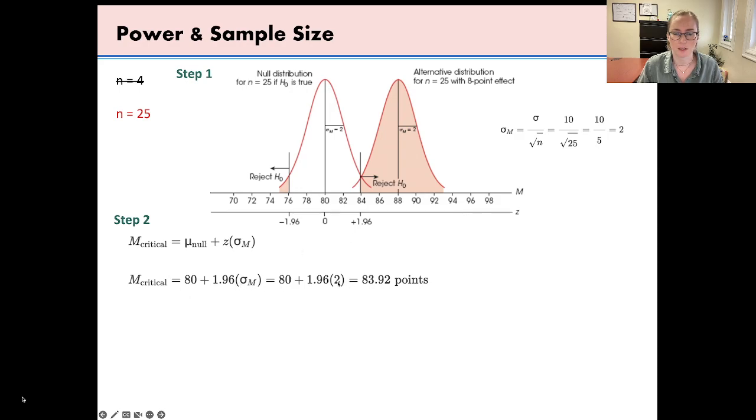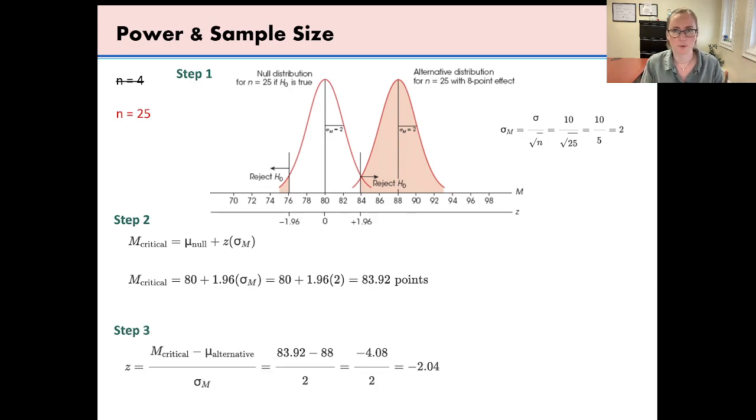Everything stays the same except for our standard error changed. So now we're at 83.9. You notice this is lower, right? Because with a tighter distribution, that critical area is a smaller step before we're inside of that critical region. Step 3, calculate the Z-score, right?